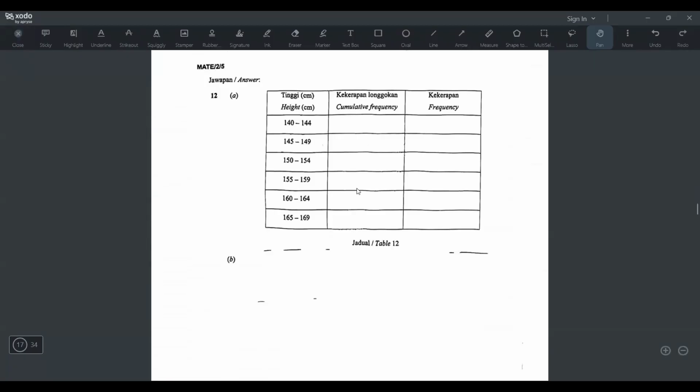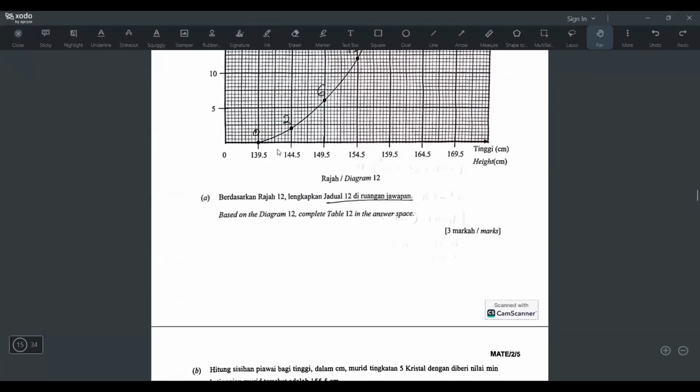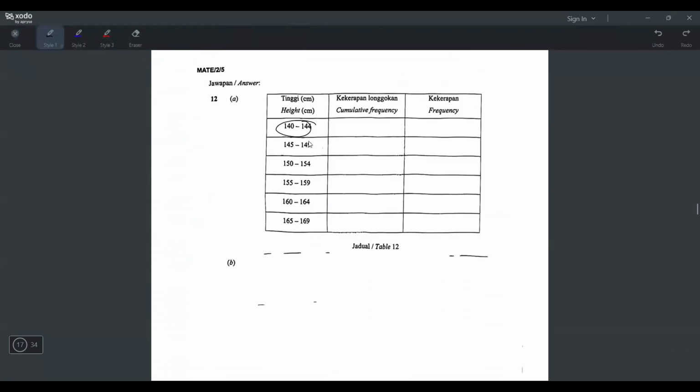But I recommend don't put it in first, because you have to check the upper boundary also, right? So the upper boundary is given here, down here, right? And if you look at the table, they actually give you the class, right? This is called class. So what I will do now is I'll write down the upper boundary beside, okay? So that later I will put in the cumulative frequency according to the upper boundary, okay?